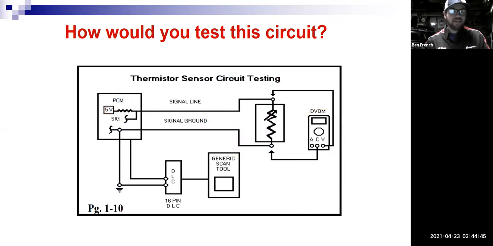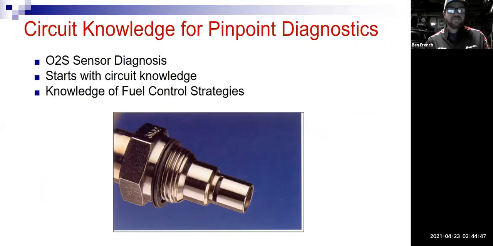So hopefully that made sense, and it's kind of interesting. Now, a couple of the parameters that were part of our big six or grade eight were the O2 sensors, right? And again, I'm going to say circuit knowledge is important for pinpoint diagnosis. O2 sensors are a big deal because they give us our feedback.